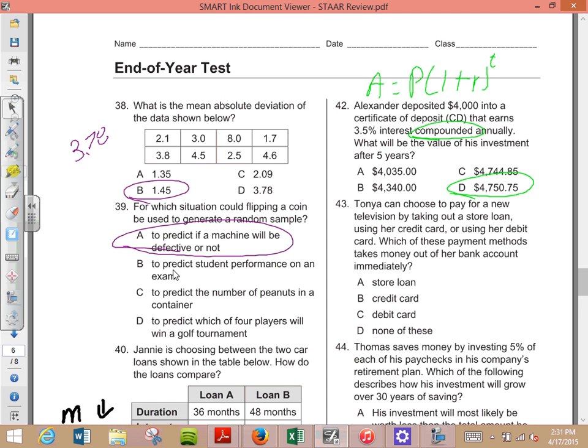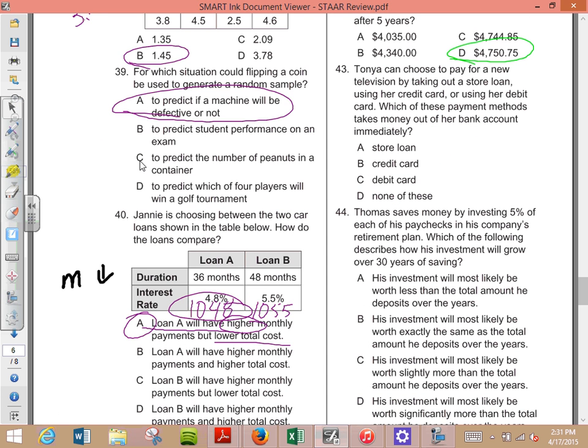Good job. We have 9 minutes, and I can finish in 9 minutes. Tanya can choose to pay for a new television with a store loan, a credit card, or a debit card. See, debit card. It comes out automatically, right? Every time you use your debit card, it's like giving cash.